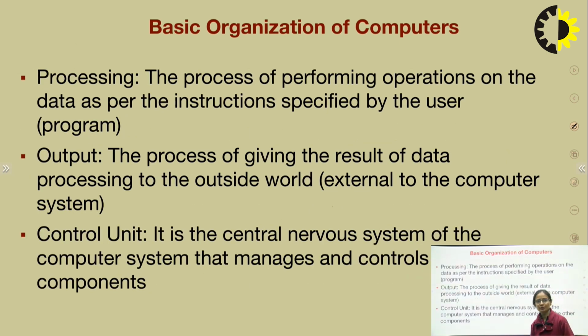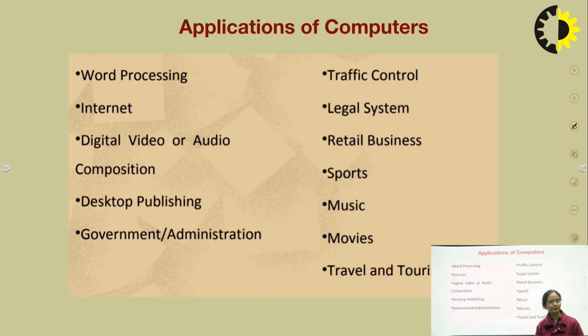Processing is the process of performing operations on the data as per the instructions specified by the user. This is the definition of processing. Output: basically, they are the devices where the output for the user is generated. The control unit acts as the nervous system of a computer, and it manages and controls the other computer components.